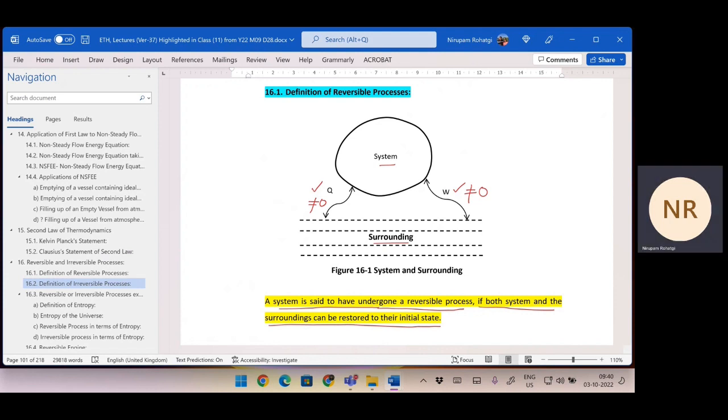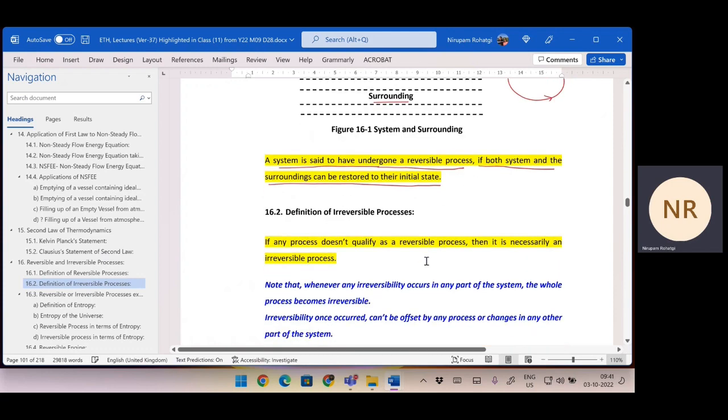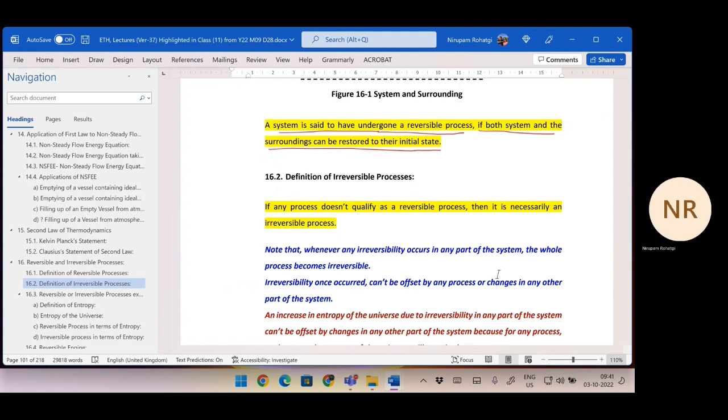By definition, a process is reversible if the system as well as the surroundings both return back to their original state. So if you have a system, it comes back to its state, and simultaneously your surroundings also come back. It started from one point, followed this path, and came back to that point, both. Then what is an irreversible process? Simple. Which is not reversible, it is irreversible. So there can be only two types of processes, reversible or irreversible. There is nothing in between.